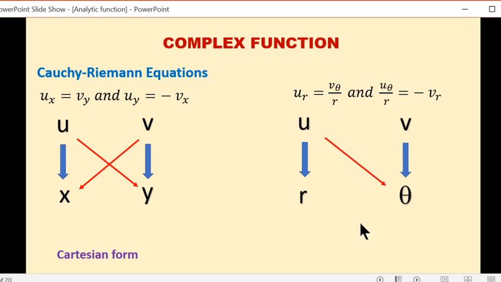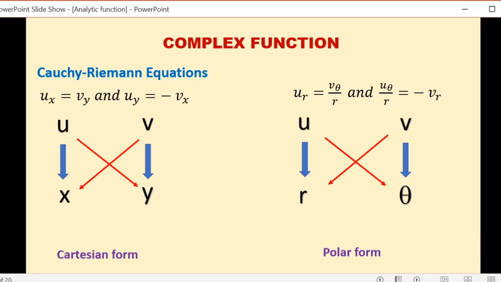When we take the cross derivatives u_theta and v_r, then they are negatives of each other. So when we take u_theta, r is not visible anywhere here, so you have to divide that side by r. So u_theta upon r equals minus v_r. This is the Cauchy-Riemann equations in the polar form.